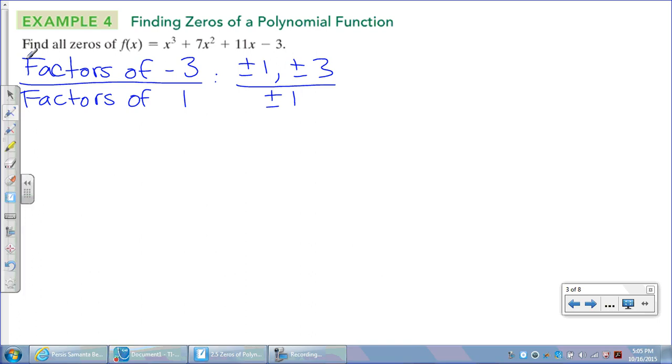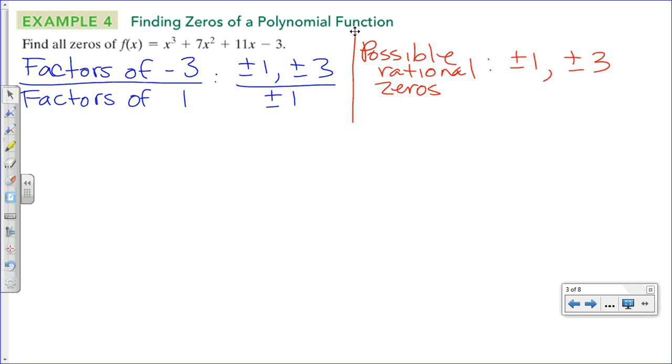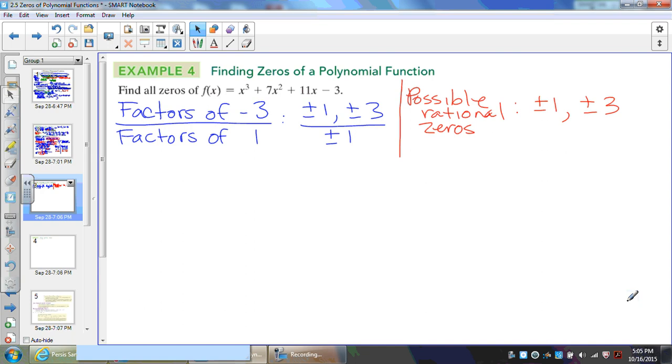So now I'm going to list the possible rational zeros. And those will be positive and negative 1 and positive and negative 3. So what we're going to do now is graph it so that we can make an educated guess.